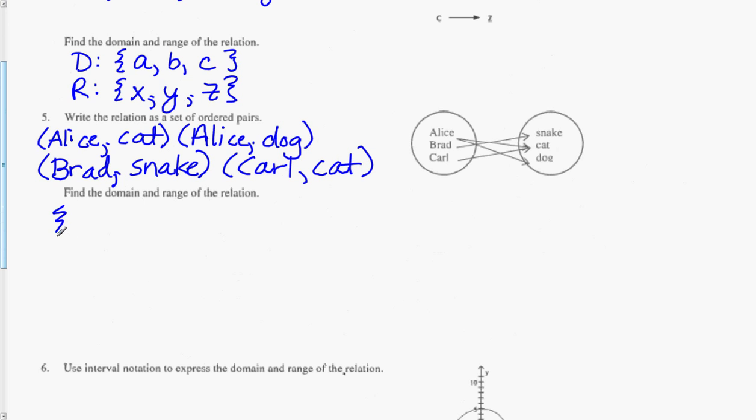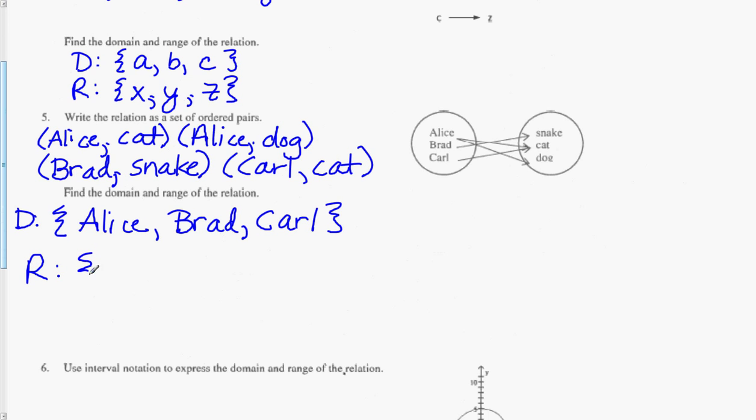So again, if I'm going to make the domain, I've got my names, Alice, got to put my D, Alice, Brad, and Carl. And what would my range be? Cat, dog, snake.